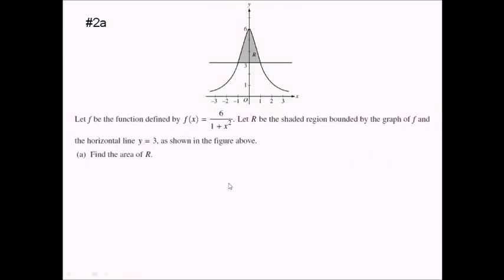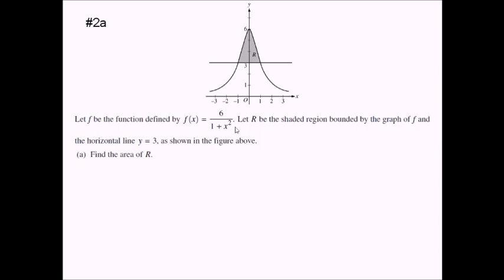For this no calculator free response, we have this function defined by 6 over 1 plus x squared, and they gave us a nice little graph of this. R is the shaded region bounded by this graph, and our horizontal line y equals 3. We want to find the area of R for the first part of this problem.